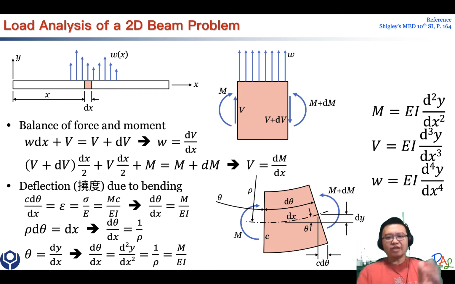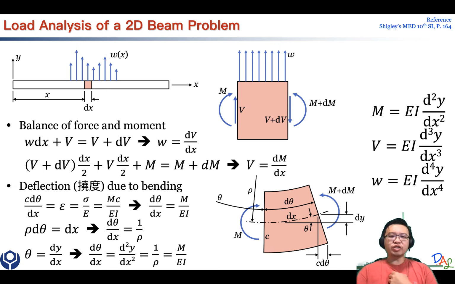But in this configuration, we just define dV as a positive mathematical symbol right here. If in fact the force is decreasing, at the end we will get a negative value for dV. That's totally fine if you define this as plus. Based on this configuration, we can now try to solve the balance of force and balance of moment. Let's start with the balance of force.